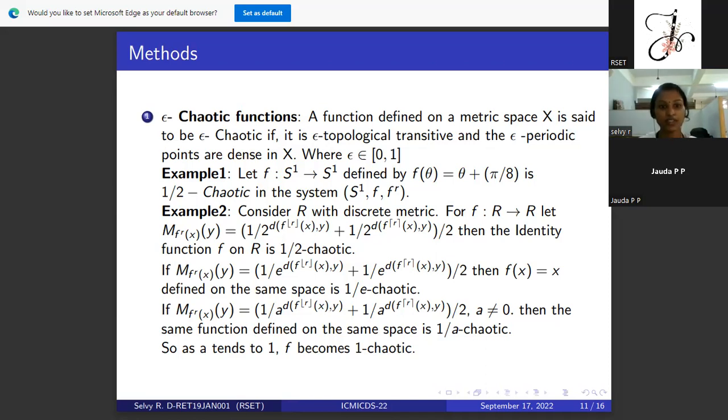Then the membership value of y on the set F^r of x is defined by (1/2^(d(f^⌊r⌋(x), y)) + 1/2^(d(f^⌈r⌉(x), y)))/2. Then the identity function f on R is 1/2 chaotic. If 2 is changed to e, then the same function will be 1/e chaotic. If it is changed to a, for a not equal to 0, then the same function will become 1/a chaotic. So as a tends to 1, f becomes 1 chaotic.